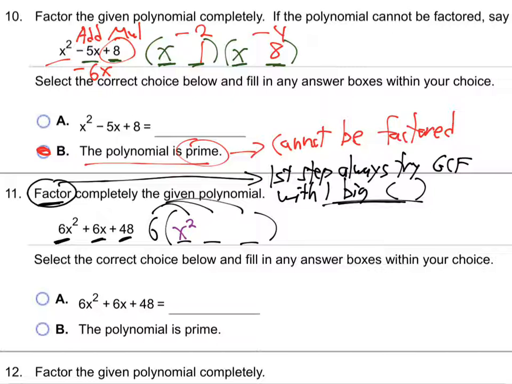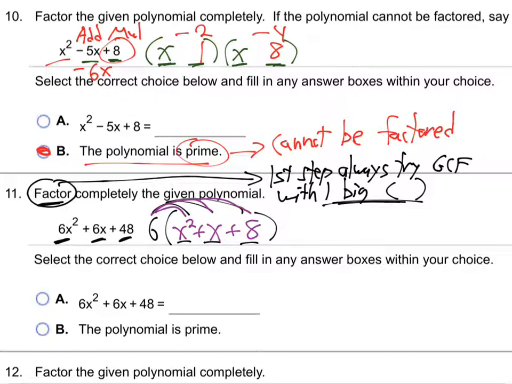So x squared, x, and 8. Right? We good there so far? See how that's right? 6 times x squared will be 6x squared. 6 times x is 6x, and 6 times 8 is 48. Now, can we do more?